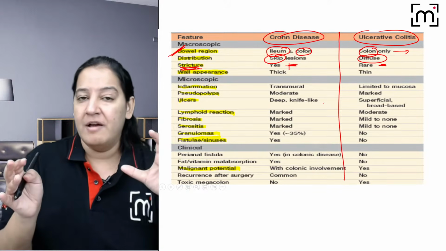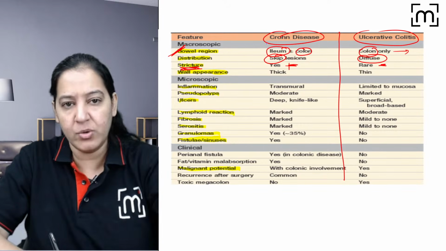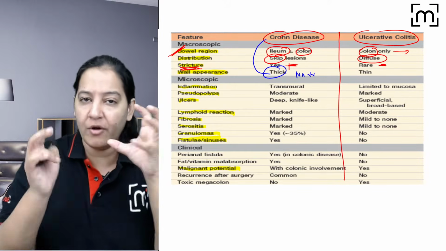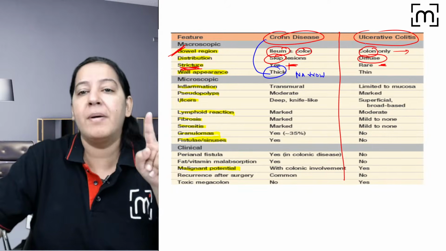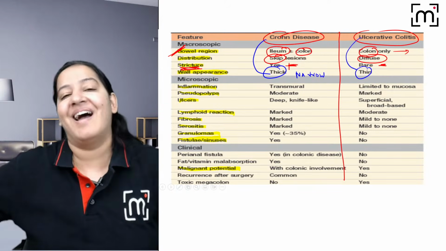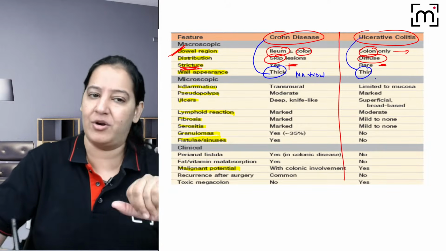And the wall will become thick or thin? As I've told you, in Crohn's disease, the wall becomes thick. That's why the lumen is narrow. The wall of the intestine becomes thick, that's why the lumen becomes narrow, hose pipe appearance. But on the contrary, in UC, the wall becomes thinned out. That's why it dilates and it gives garden pipe. So you have to learn the wall, whether it is thick or thin, right?